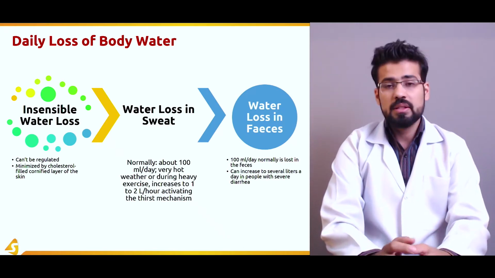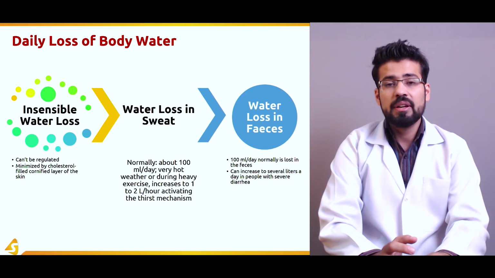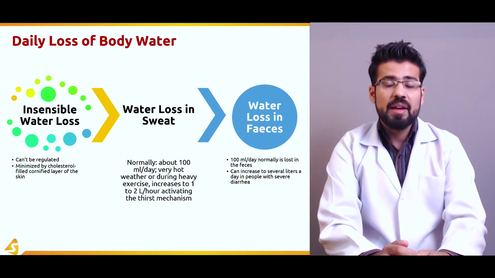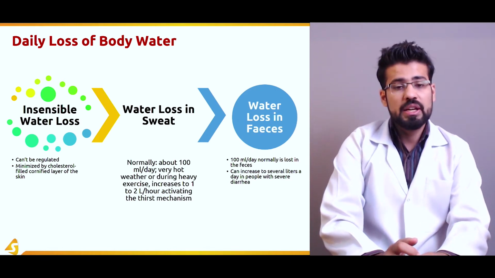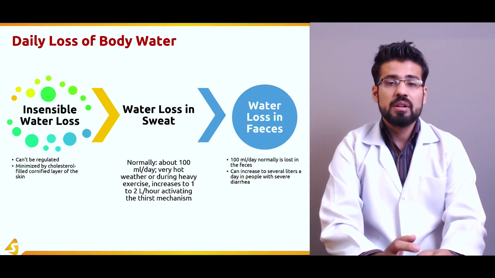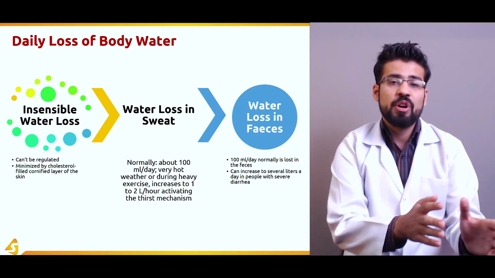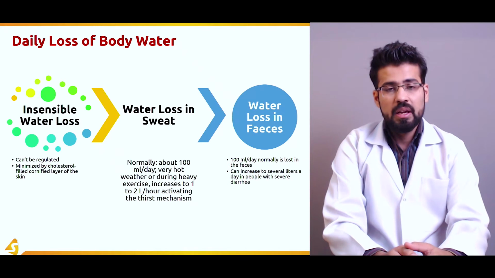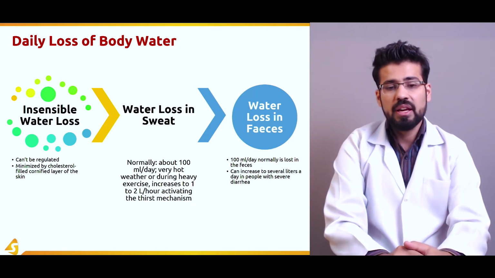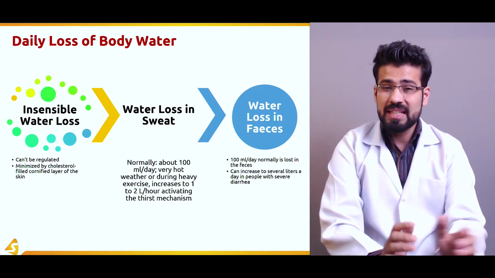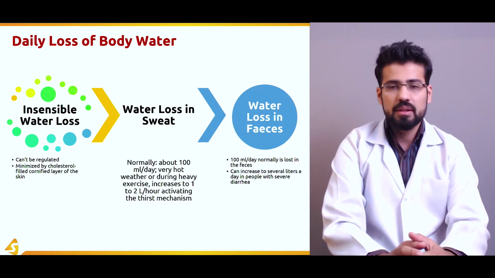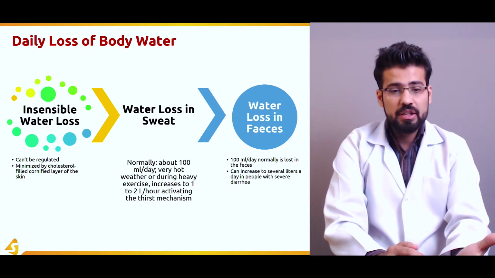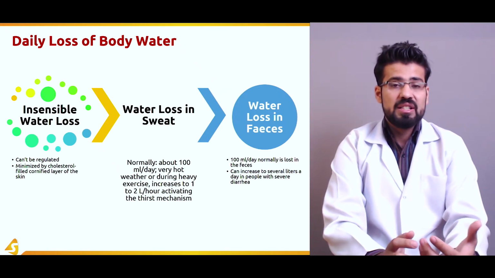Number one, the insensible water loss, plays a very critical function, because it is a type of water loss that is continuously occurring without our conscious recognition. This type of water loss occurs through evaporation through the respiratory tract during respiration, and also through the skin. It accounts for around 700 ml a day, and this insensible water loss cannot be precisely regulated.